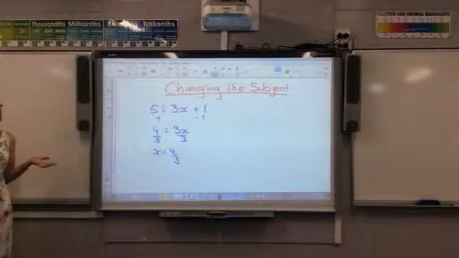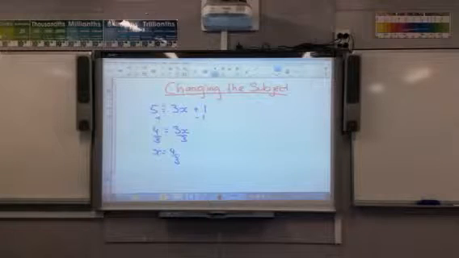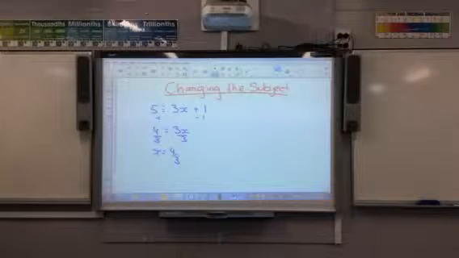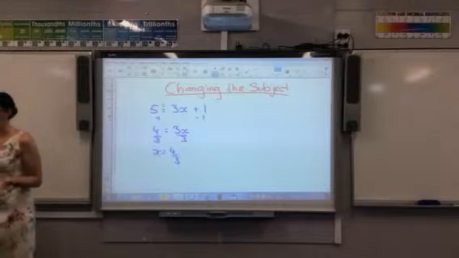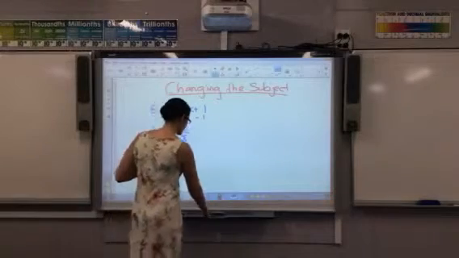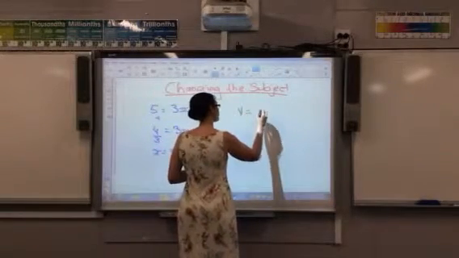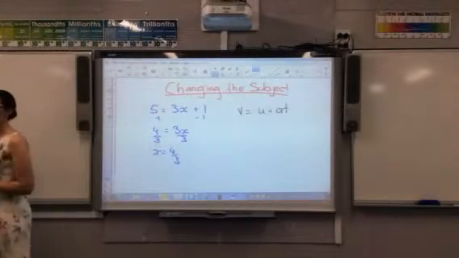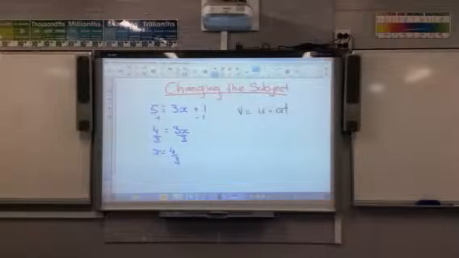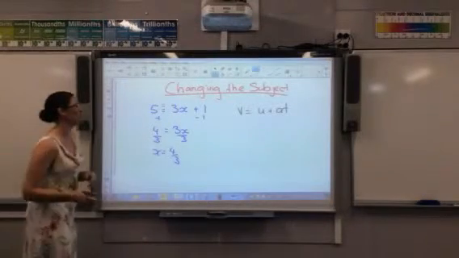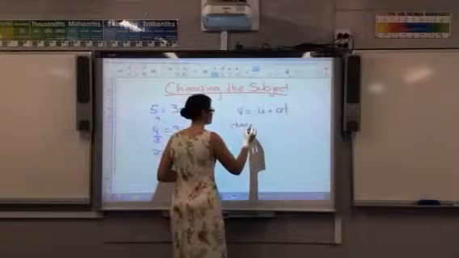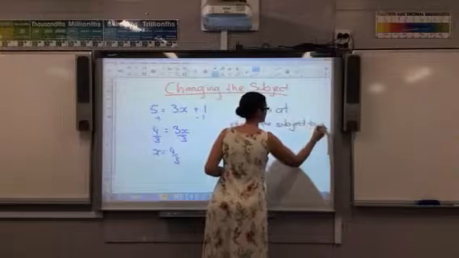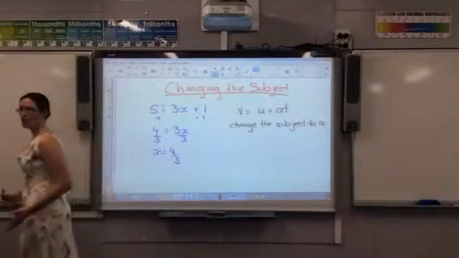Changing the subject is where we are going to rearrange an equation, but it's not got just one letter on it. There's going to be lots of letters, and the subject is the letter that's on its own out the front. So for example, if I have this equation, v equals u plus at, what is the subject of that equation? V. The subject of that equation is v. I want to change the subject to a. So I want the A on its own out the front.